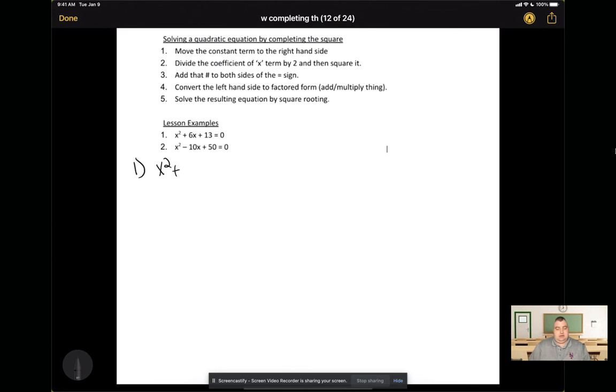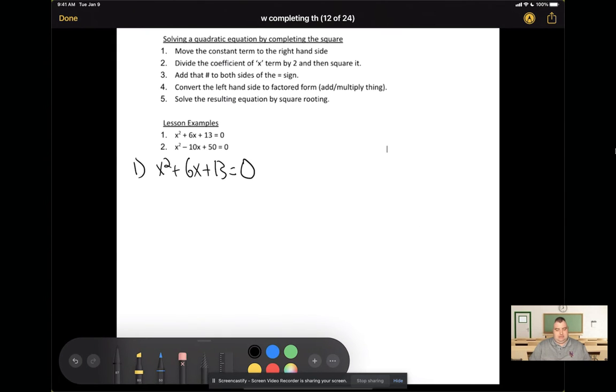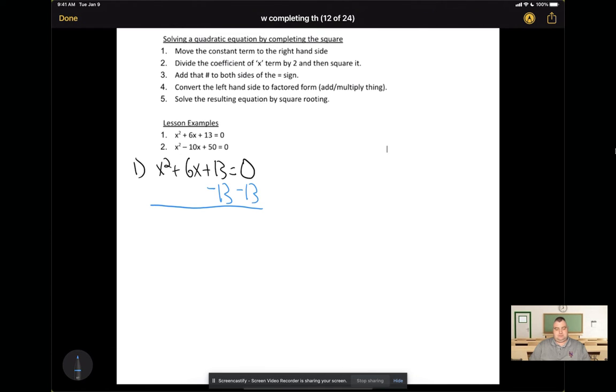So we have x squared plus 6x plus 13 equals 0. The first step is to move the constant term to the right-hand side. In this case, the constant term is 13. So I need to move plus 13 over, and I'm going to do that by subtracting 13 from both sides. So that gives me x squared plus 6x equals 0 minus 13, which is, of course, negative 13.